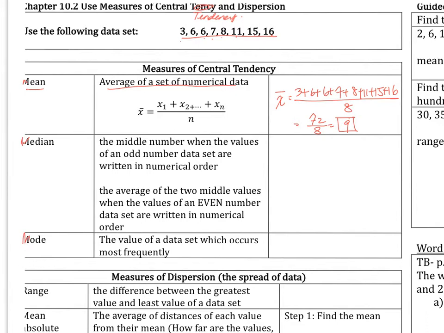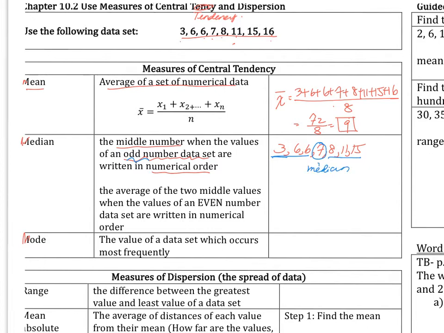The median is the middle number when the values of an odd number data set are written in numerical order. For this given set here, there's an even number of data points. So I am going to go ahead and cross out the number 16 and just keep the first 7. 3, 6, 6, 7, 8, 11, and 15. So now there are 7 numbers, an odd number. And the middle number, 7, will be your median.